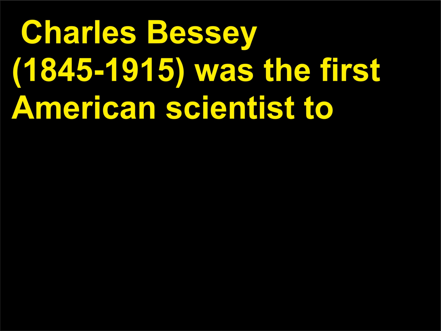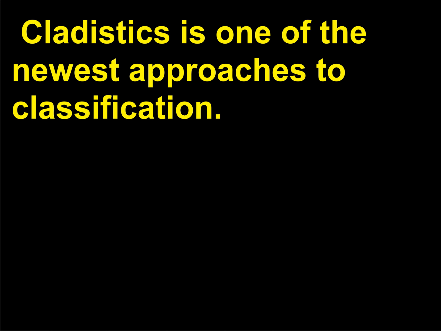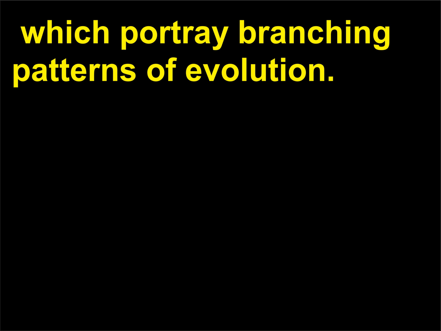Charles Bessey, 1845 to 1915, was the first American scientist to publish a system of classification in the early 20th century. Cladistics is one of the newest approaches to classification. It is often defined as a set of concepts and methods for determining cladograms, which portray branching patterns of evolution.